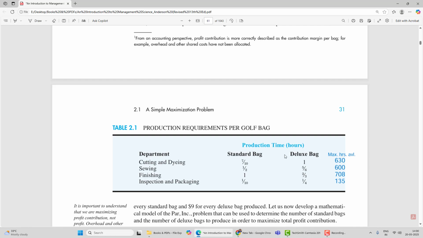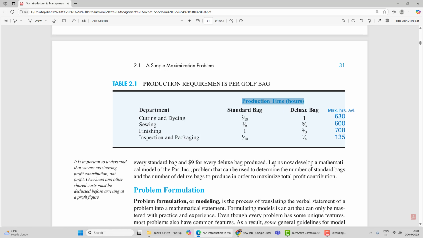So department (cutting and dyeing, sewing, finishing, inspection and packaging) is the first column. Then standard bags and deluxe bags production time in hours are the next 2 columns, and maximum hours available is the last column. For example, a standard bag requires 7/10 of an hour in cutting and dyeing, and a deluxe bag requires 1 hour in cutting and dyeing. In cutting and dyeing, total hours available is 630. Like this, for each department the information is given.